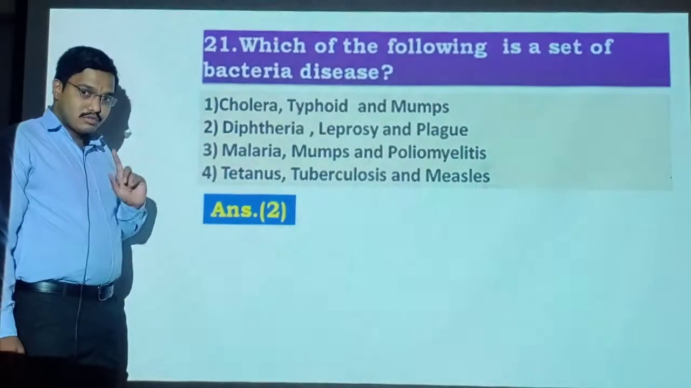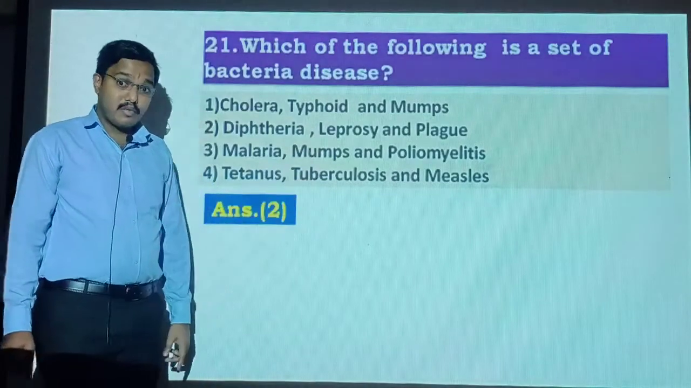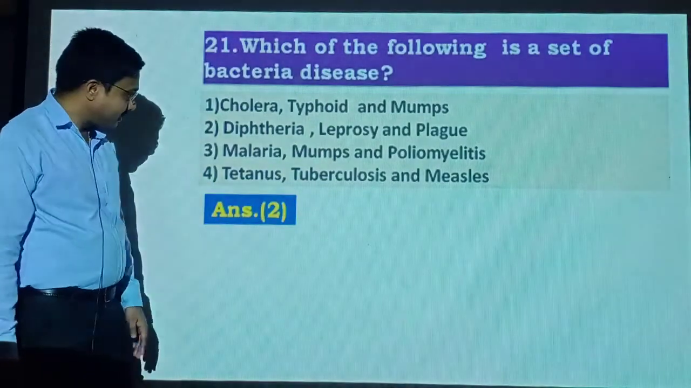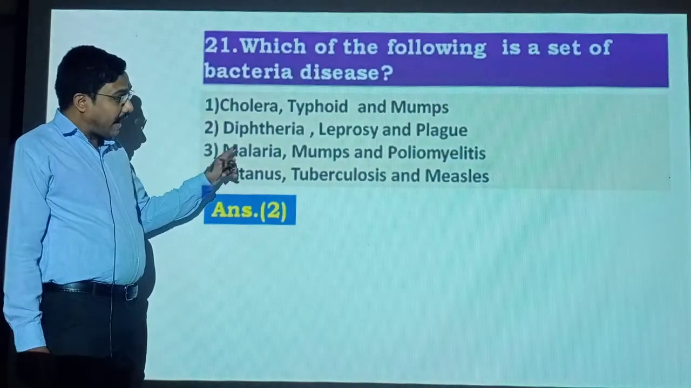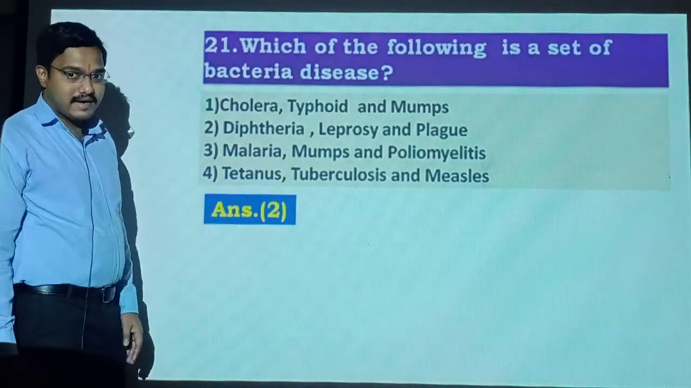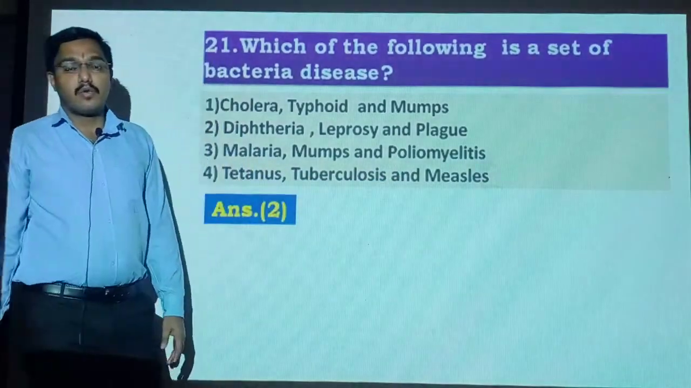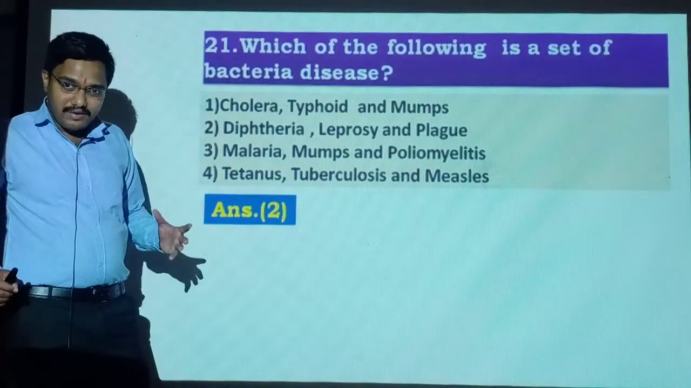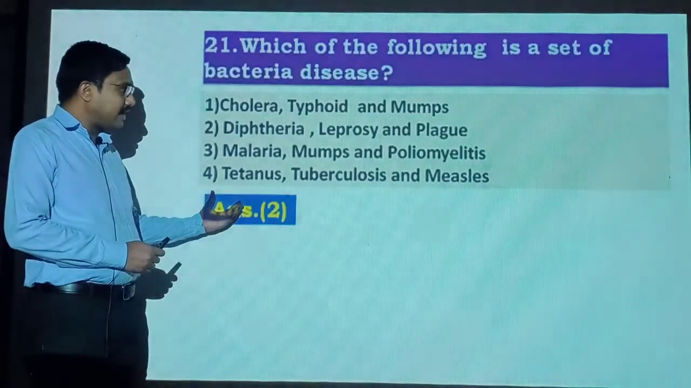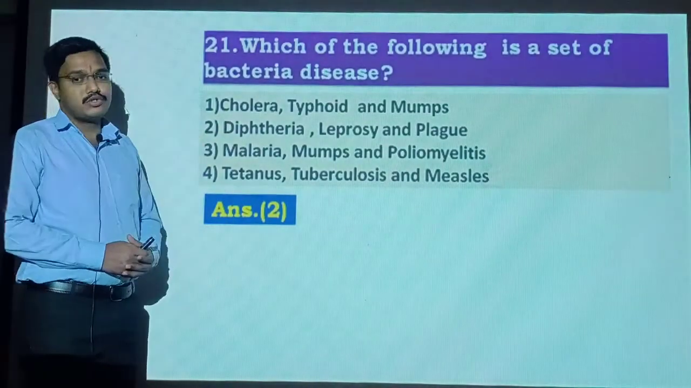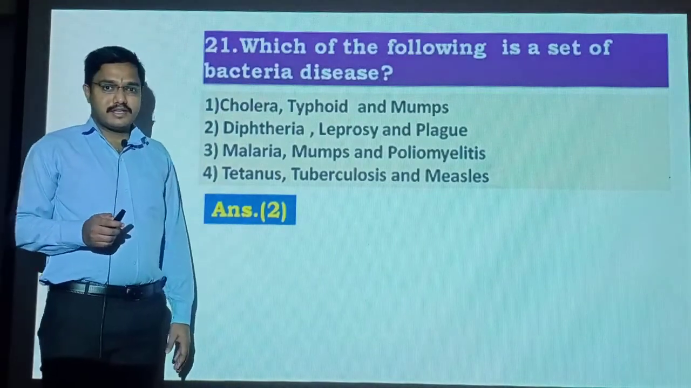Now see option 3. Malaria is a protozoan disease. Mumps and poliomyelitis are viral diseases. Option 4, tetanus and tuberculosis are bacterial diseases, but measles is a viral disease. Therefore, the right answer here is option 2. Okay. Let's move ahead. Next question.